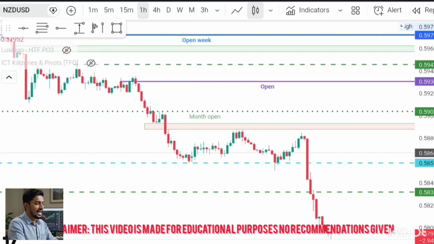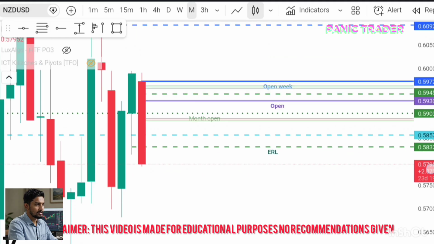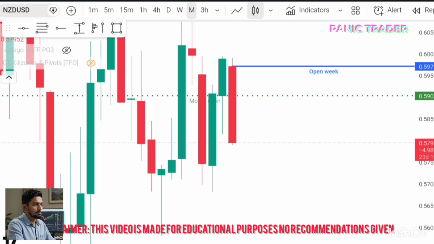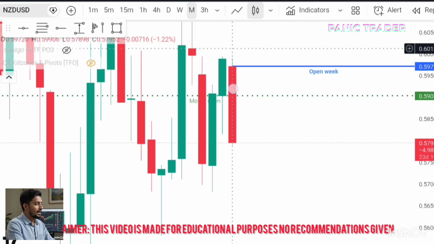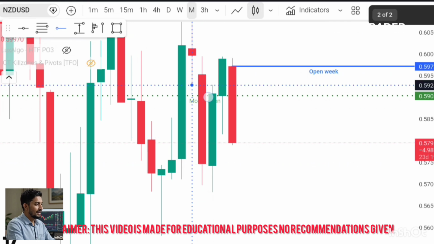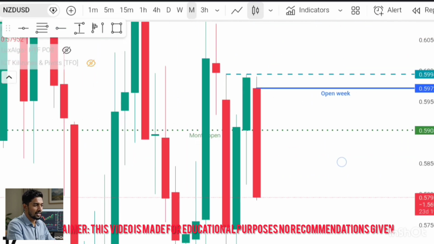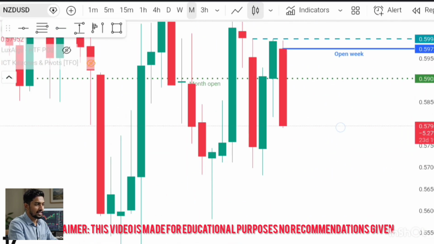In NZD, we go for NZD. NZD is also most likely to be negative. More than AUD, NZD has taken buy side liquidity in the higher zones. See, this bearish candle's high has been slightly triggered, and then we got a very strong bearish candle.